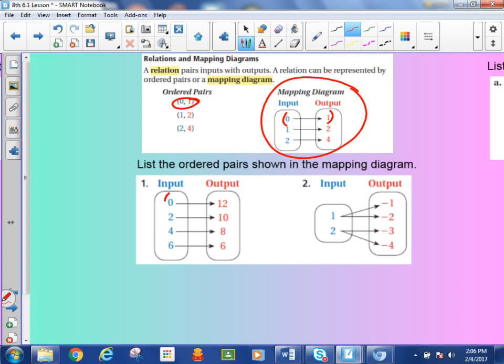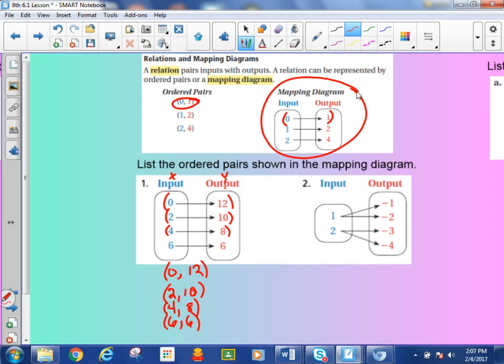So for our input, which is our X, our output is our Y. I have 0, 12 as my first set. My second set, I like to use the parentheses because it's more visual for me, is 2, 10, 4, 8, and 6, 6. Okay, there are my ordered pairs for that first situation.